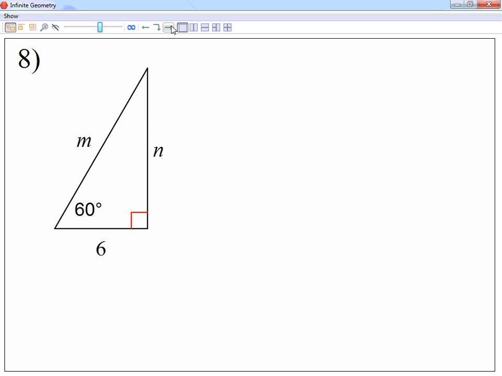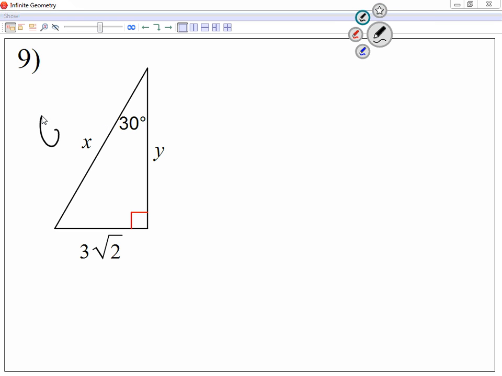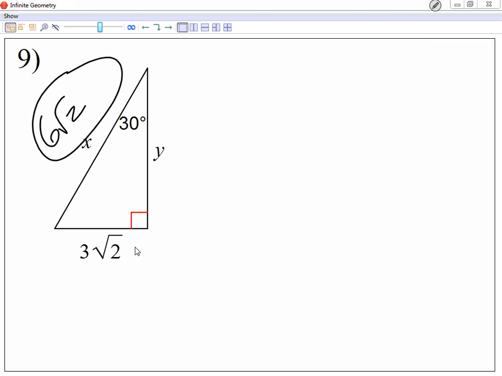Let me take a look at question number 9. Question number 9 looks nice. The short side is 3 radical 2. How big is the hypotenuse? 6 radical 2. Good. Because technically you multiply that by 2. If you look at the side, you multiply this by 2. You can combine whole number with whole number, right? 3 times 2. That's why we call that 6 radical 2.